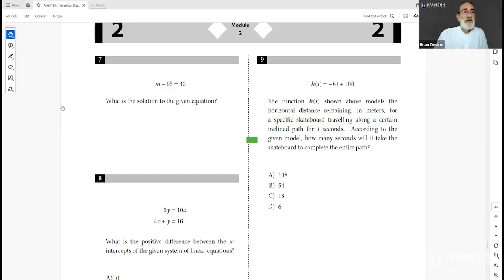Question 7. Question 7, I want to know what's the solution to this given equation? Well, I'm going to add 95 to both sides. So m, when I add 95 to that side, the negative 95 becomes 0, has got to be 40 plus 95, which is 135. So 135. Short, sweet, quick, simple, easy point.